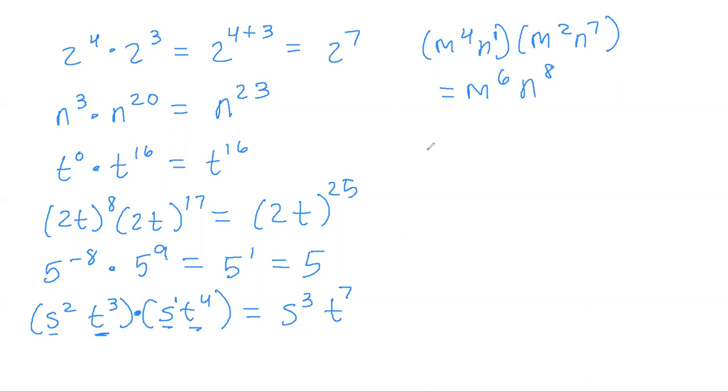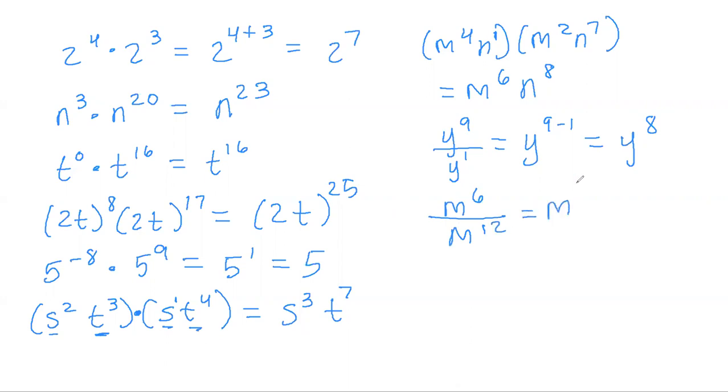Okay. So what about if they're being divided? So for example, if I had y to the 9th over y, it's just 9 minus 1. So that's just y to the 8th. m to the 6 over m to the 12th. So that's 6 minus 12.